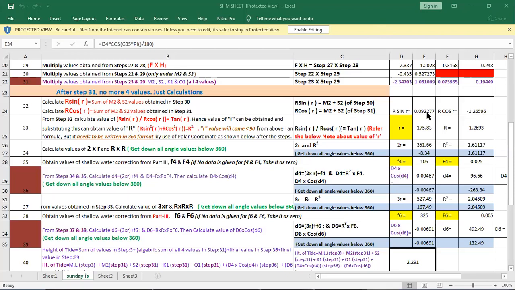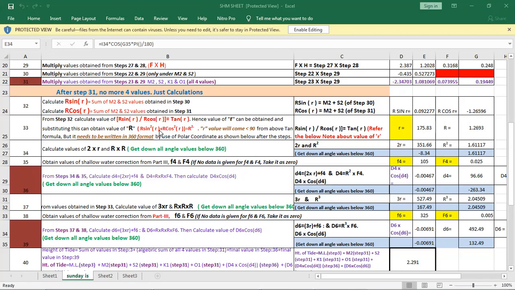And we need to note down the sign of this, whether it is plus or minus, for putting in the polar coordinates. So in this question for Sunday Island, you can see r sin r is plus and r cos r is minus. Then we need to calculate the separate values of capital R and small r. So we divide r sin r and r cos r, so we get tan r, and we get the value of small r by doing tan inverse of this value.